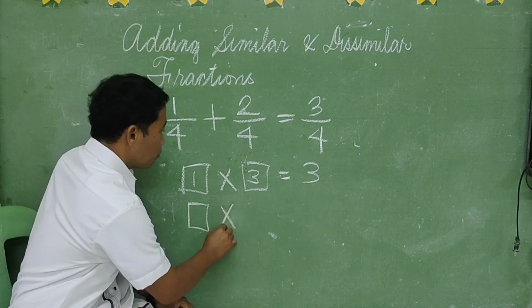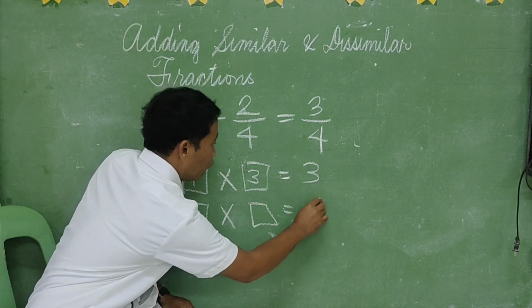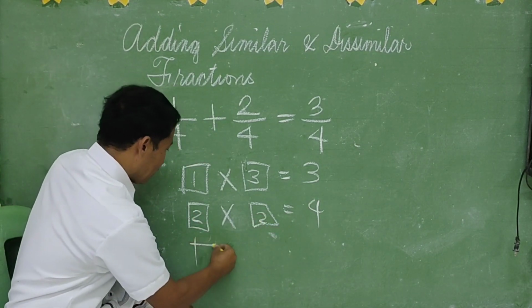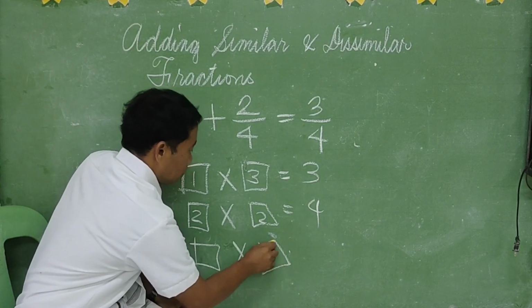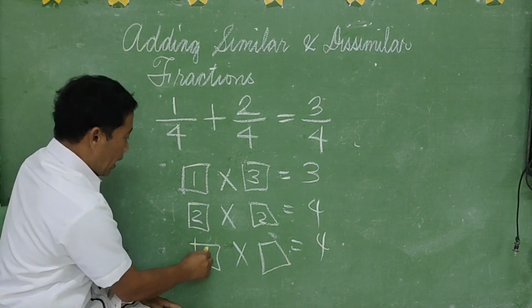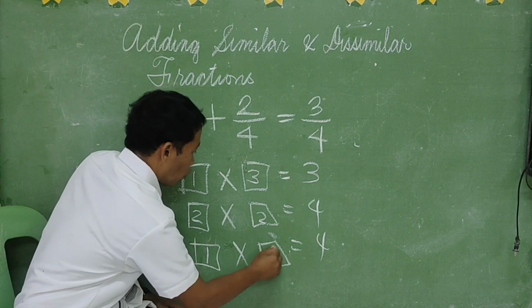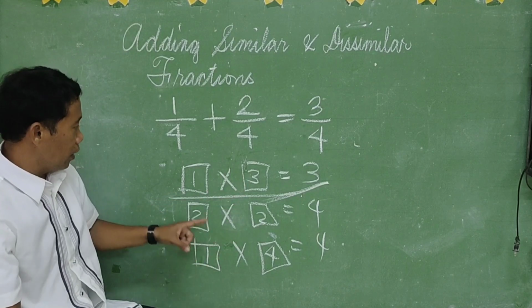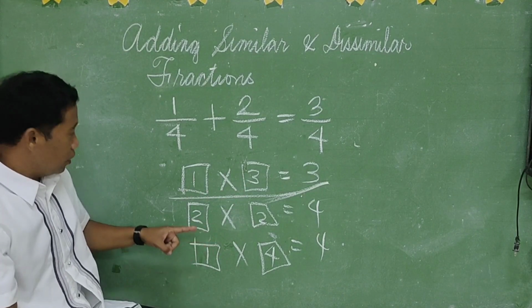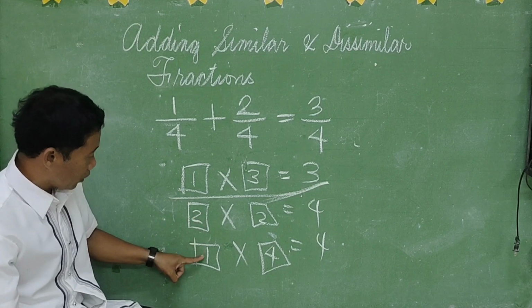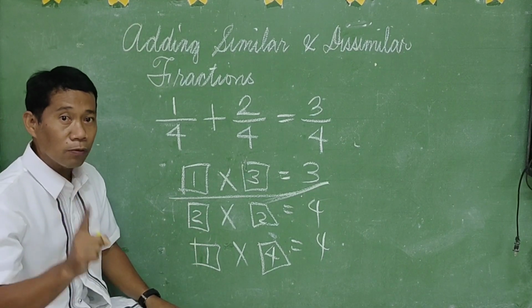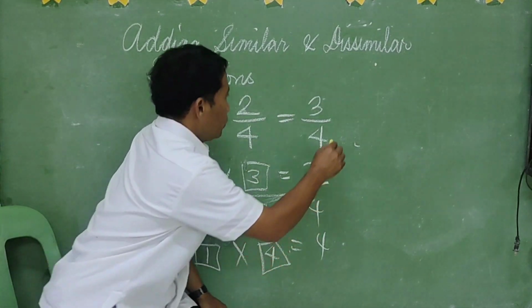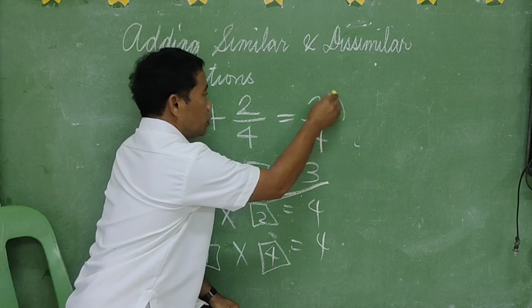Blank times blank equals 4. So 2 times 2 equals 4. Another one, 1 times 4 equals 4. Kung titingnan natin dito sa example natin, ano ang magkakapareha dito? This number here and this number here. So if 1 is the greatest common factor, it means to say that this number is in lowest term. And this answer is correct.